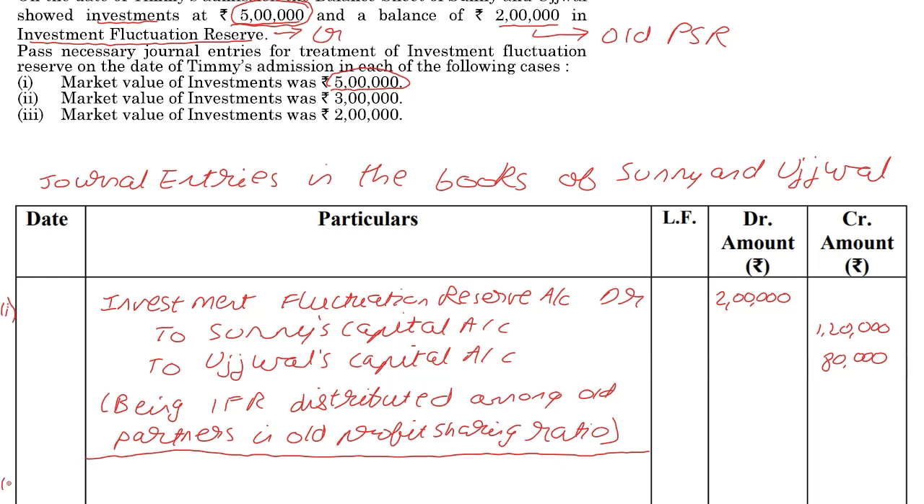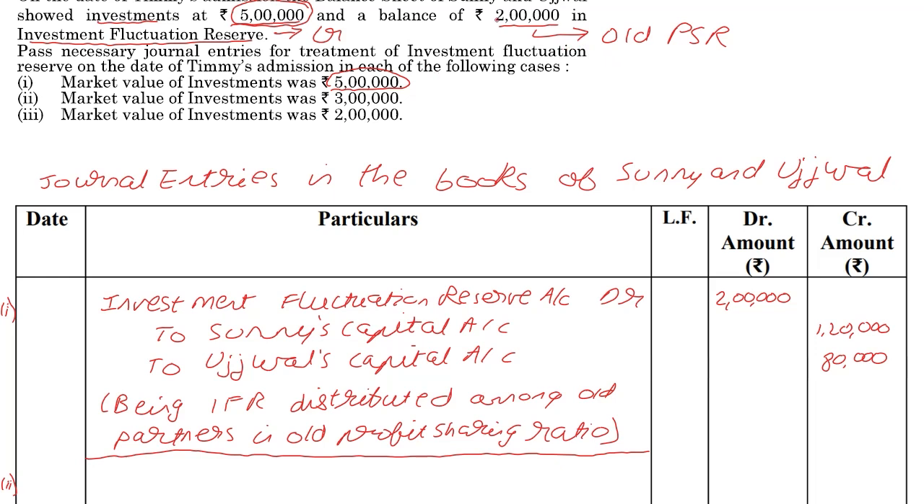1. Similarly, as far as 2 is concerned, market value of investments is 3 lakhs. Now remember, we maintain the IFR in case the value of investments goes below the cost. The cost is 5. If it has gone down to 3, that means your loss is 2. How much is your reserve? Your reserve is also 2. And that's it. We are basically going to make an adjustment between the IFR account and the investment account.